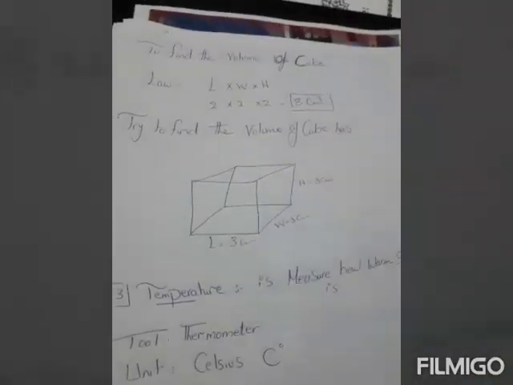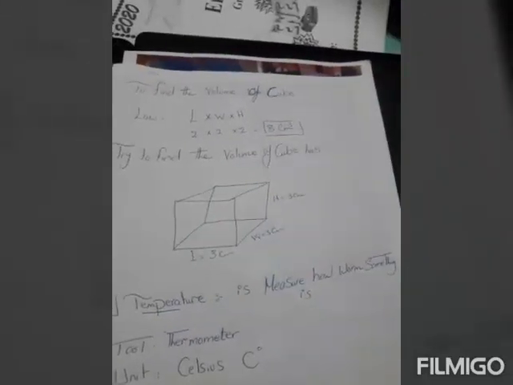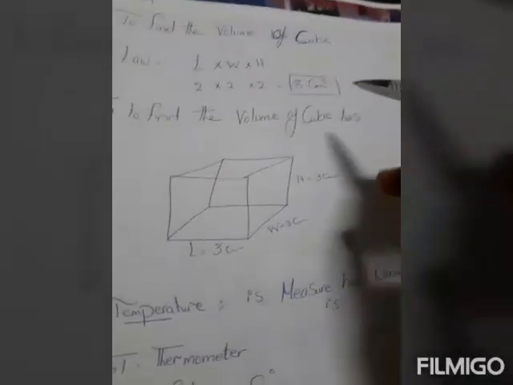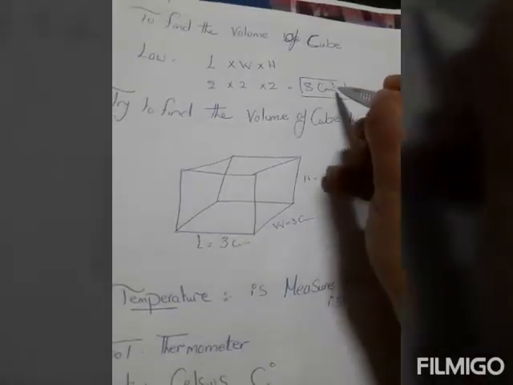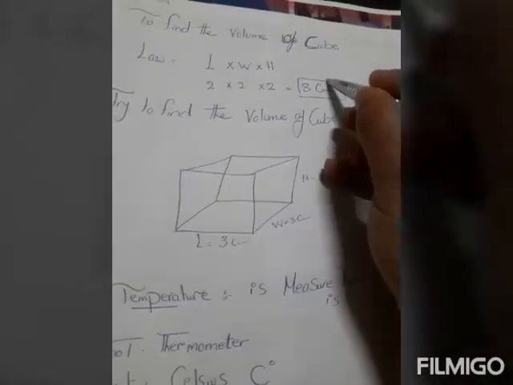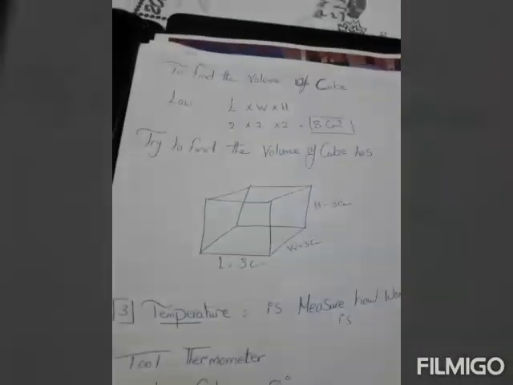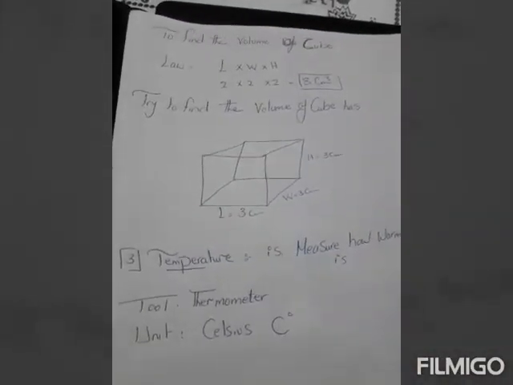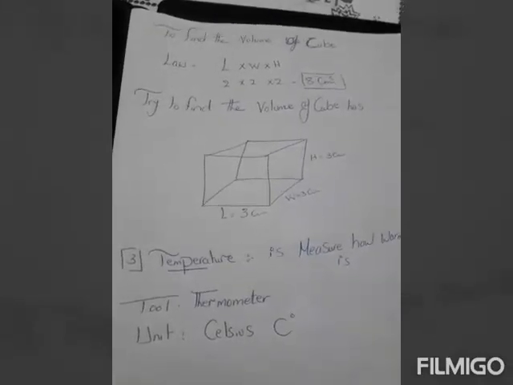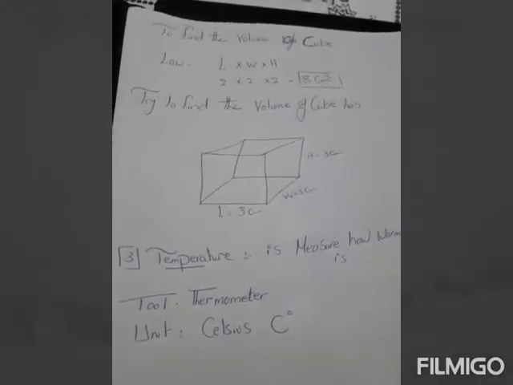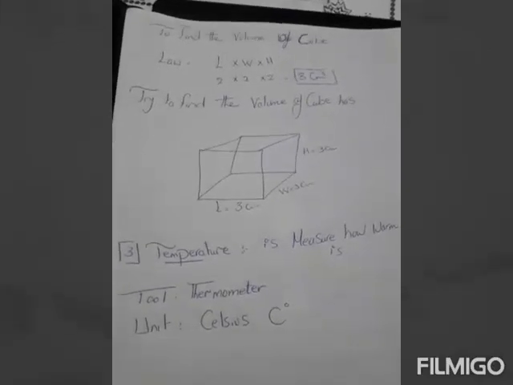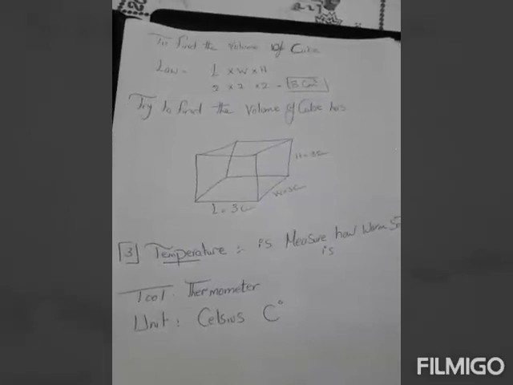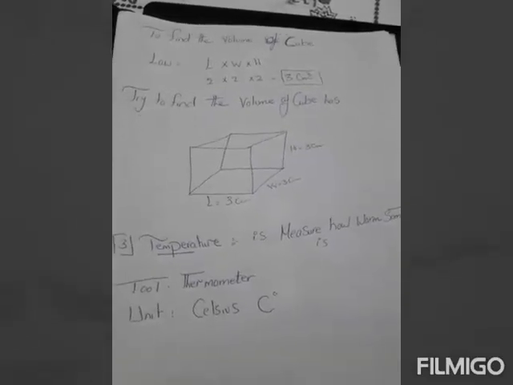The unit of measuring the volume of solids is cubic centimeter. We write centimeter and put the number 3 over the letter m. The unit of measuring the volume of solids is cubic centimeter. Try by yourself to find the volume of this cube and send it to me on School Everywhere.